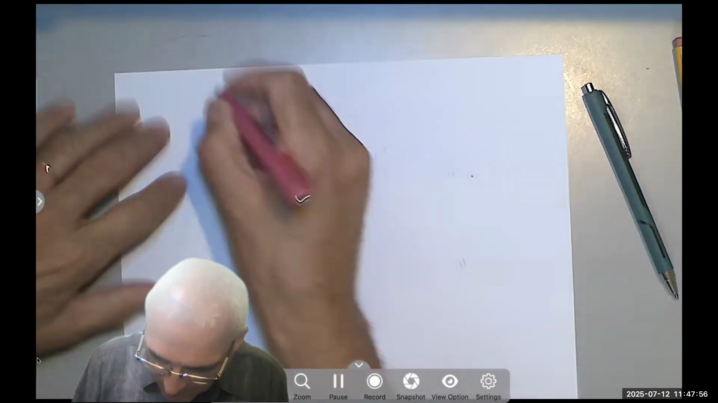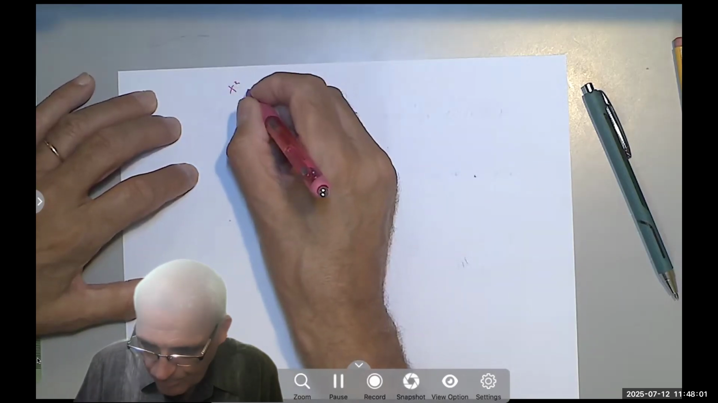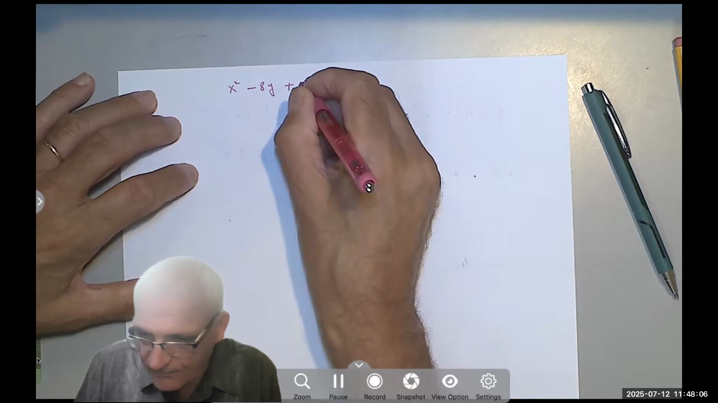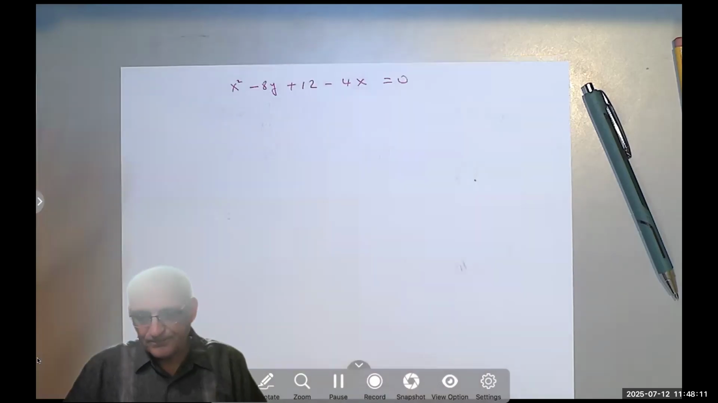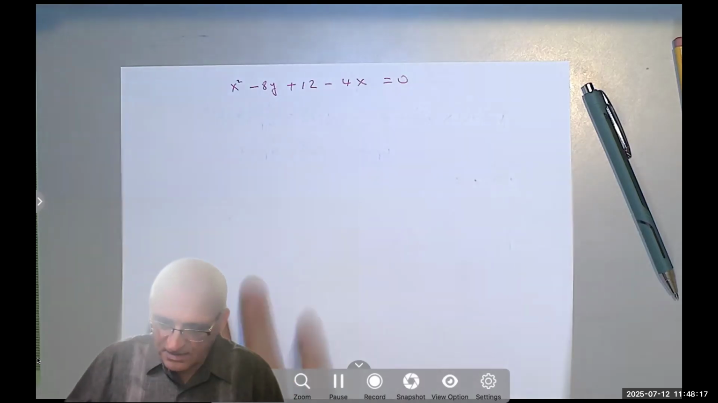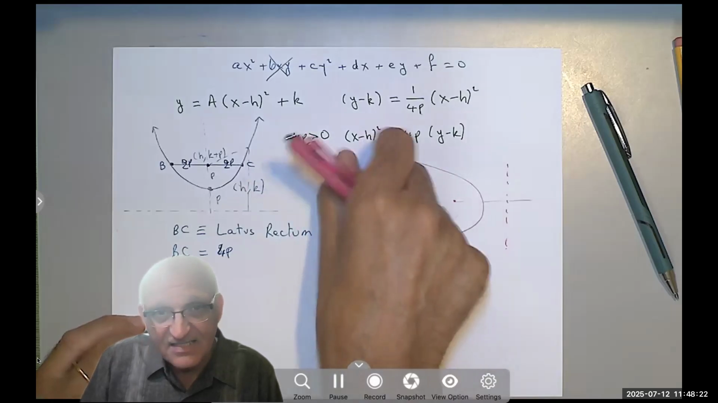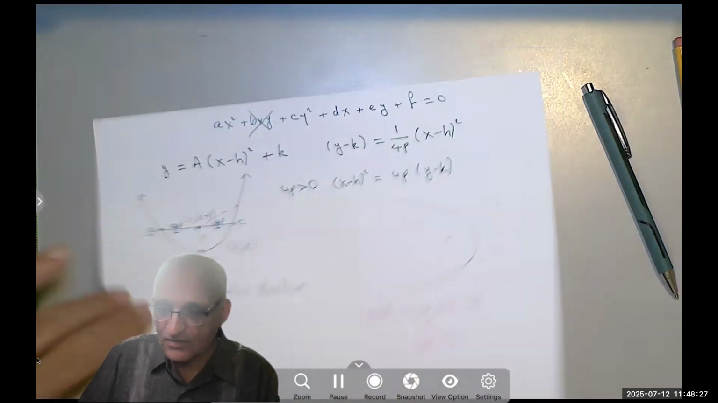So let's take an example or two examples, one for vertical, one for horizontal. So let's say the first one, they tell you x squared minus 8y plus 12 minus 4x equals 0. So the first thing, I want to put it in this form. So I'm going to leave the x components only on the left and move everything else to the right.